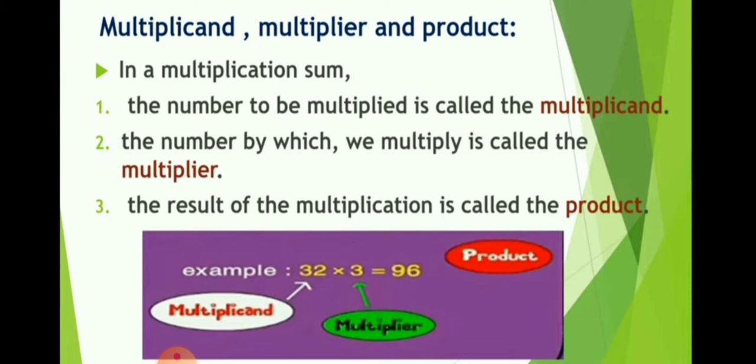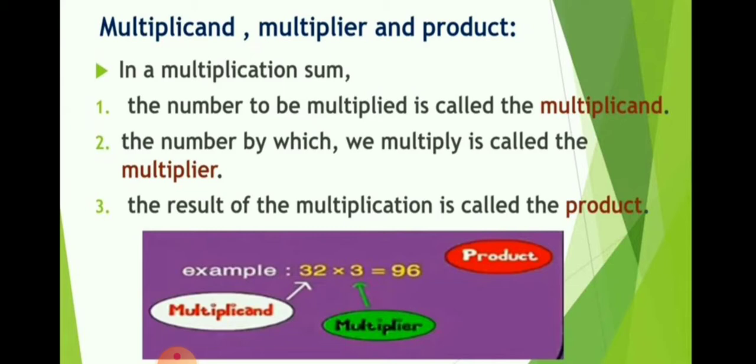Let us have a look at the terms that are used in multiplication. Here are the terms that are used: multiplicand, multiplier and product. In multiplication, the number to be multiplied is called multiplicand. The number by which we multiply is called multiplier and the result of the multiplication is called product.